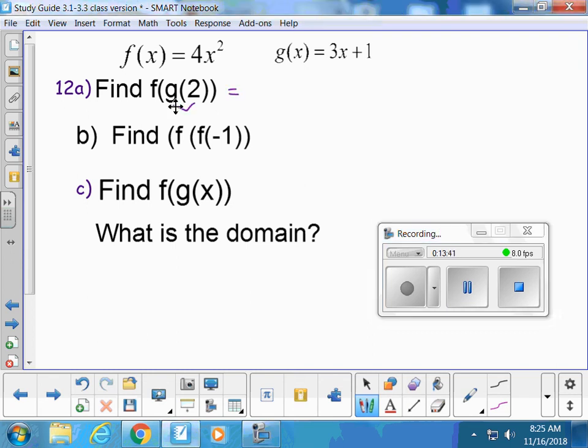Find f of g of 2. So we just learned this yesterday. It's real fresh in your mind. You're going to put that 2 in for g. What is 3 times 2 plus 1? I heard somebody say it. It's 7. So then you have to find f of 7.